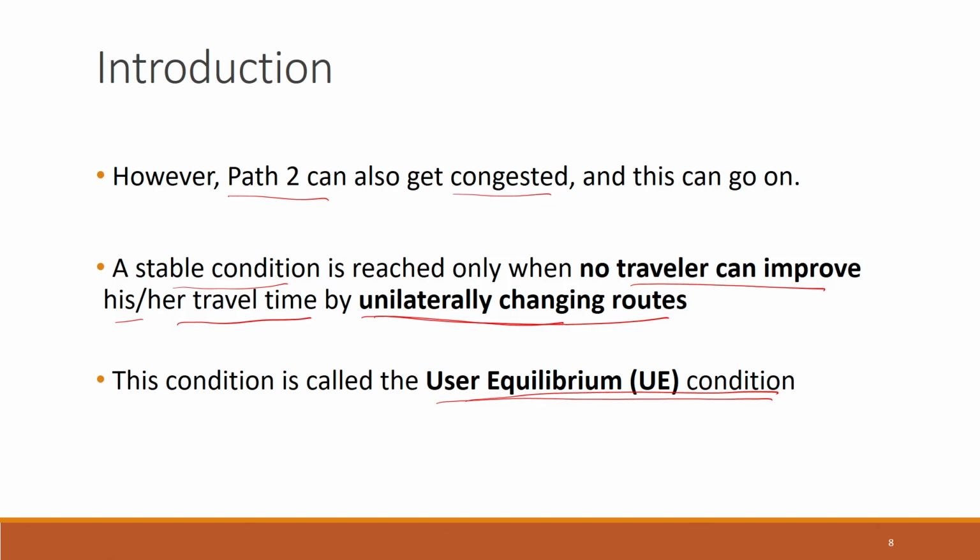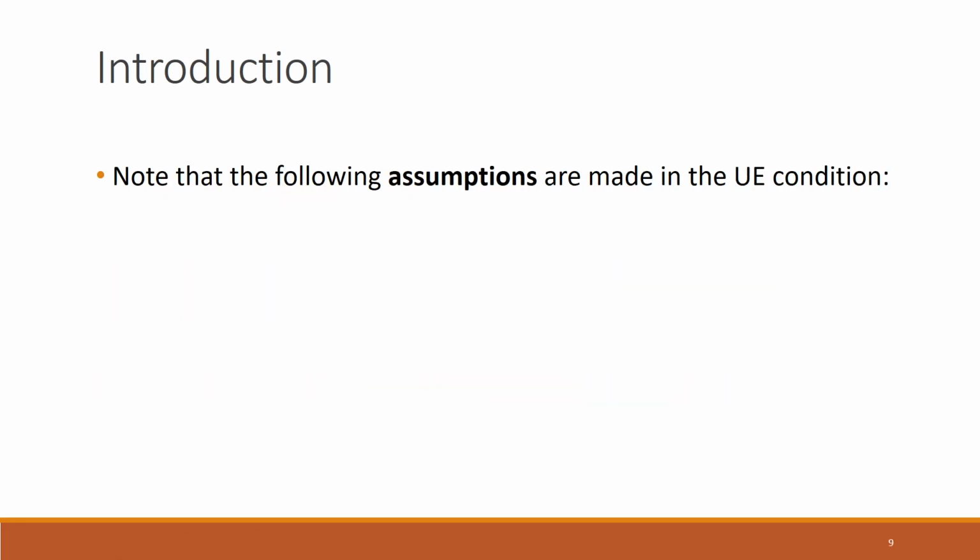So some people are traveling on path 1, some people are traveling on path 2. The people traveling on path 1 don't want to shift to path 2, those traveling on path 2 don't want to shift to path 1. Okay. So let us state the assumptions that we make in the user equilibrium condition more formally here.